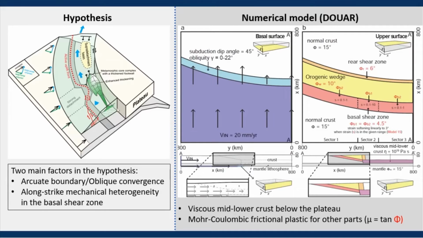Because we also want to simulate the effects of strong detachment in one sector, we further subdivide the basal shear zone into three segments along the strike. And sector 2 is generally stronger than the identical sectors 1 and 3.